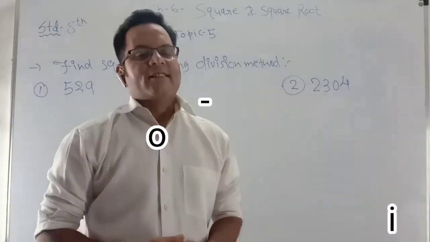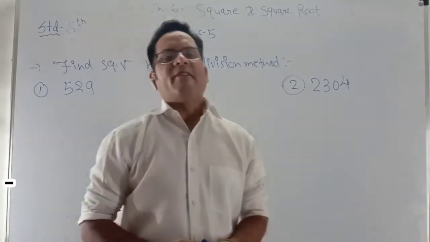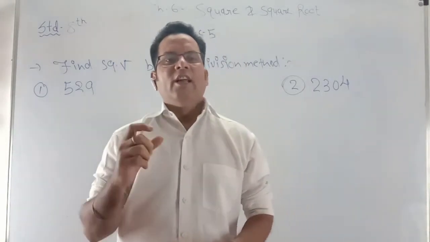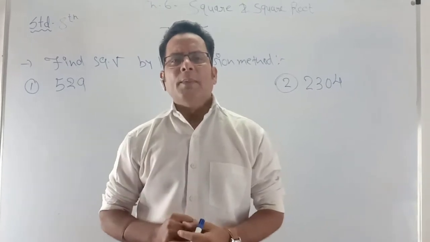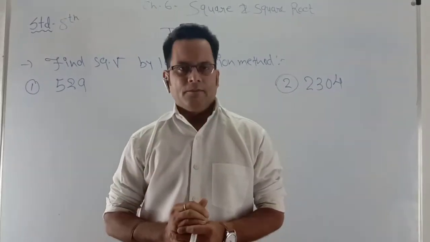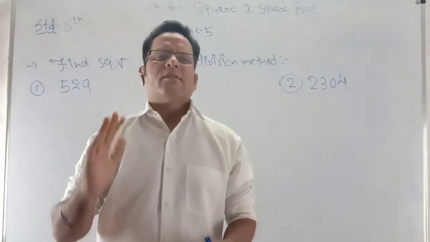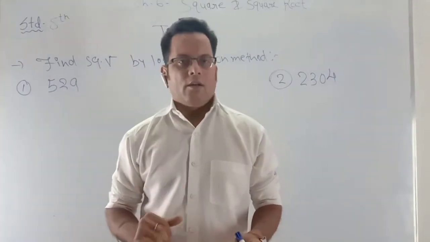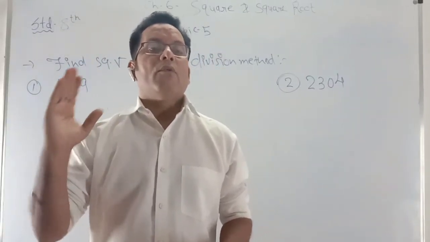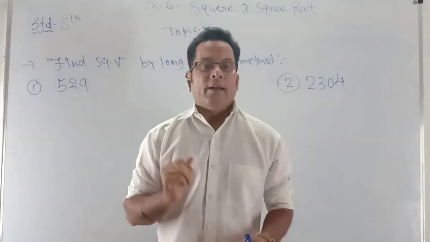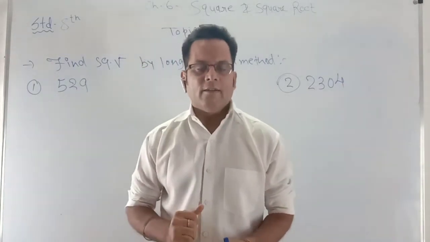And now students, topic number 5. You have to find the square root with the help of the long division method. First of all, you remember one thing. When you are finding square root in the long division method, first of all, you write the squares of 1 to 10. Why? Because you have to use squares in this method.